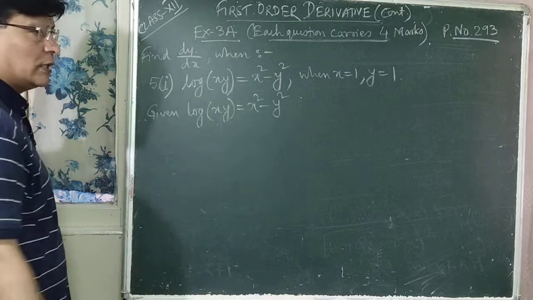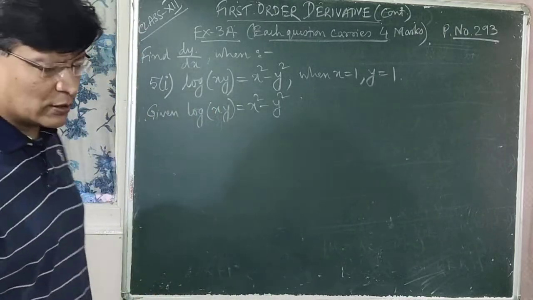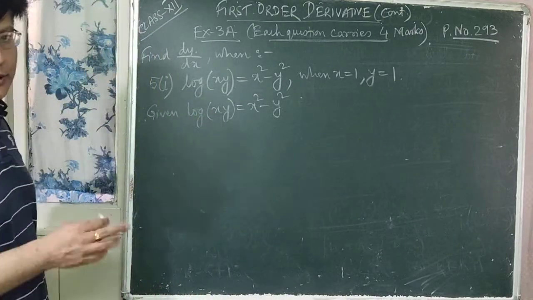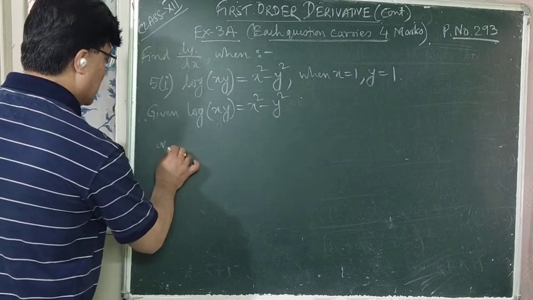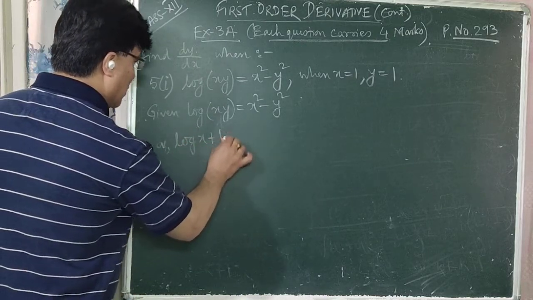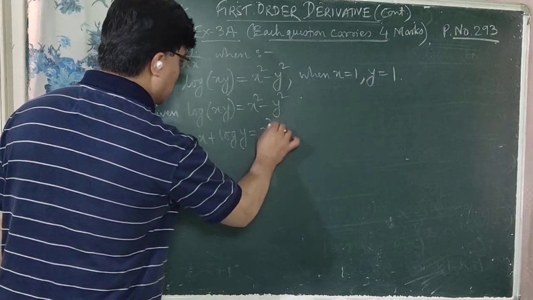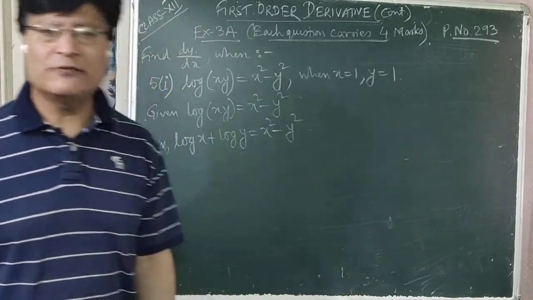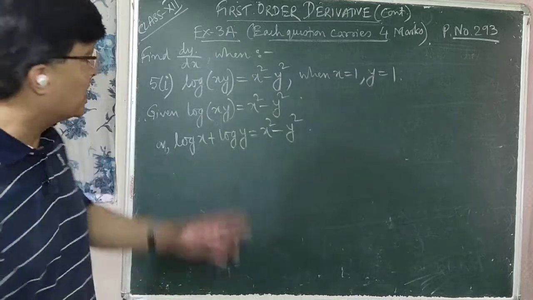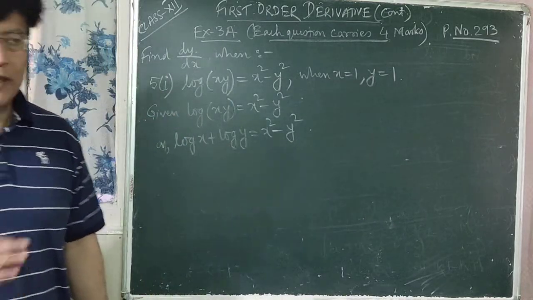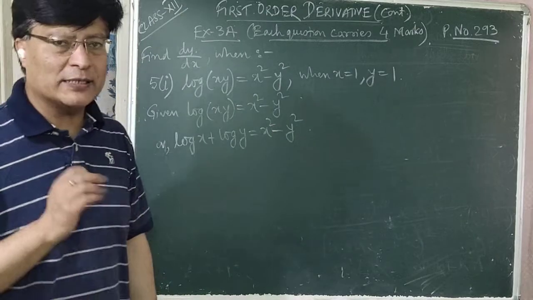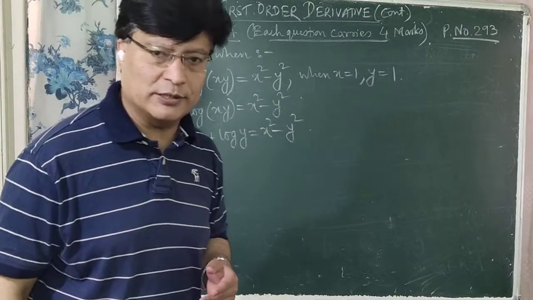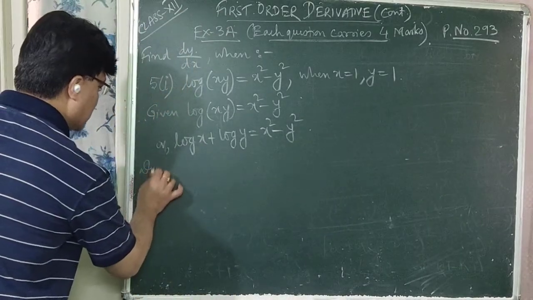Okay. So now let us use the properties of logarithm on the left hand side, because you know the properties of logarithm. That is, logarithm of the product of two numbers is equal to sum of their logarithms. That is, log x plus log y is equal to x square minus y square. Okay. So now let us differentiate both the sides with respect to x to get the value for dy by dx. Since you have to get dy by dx, x and y are the two variables. Okay. So let us differentiate it.